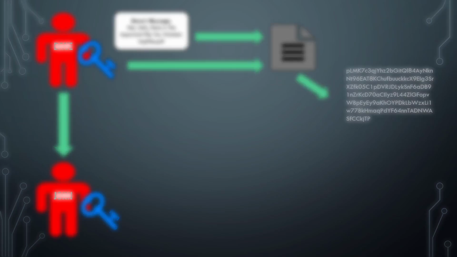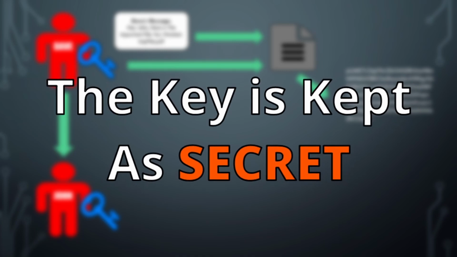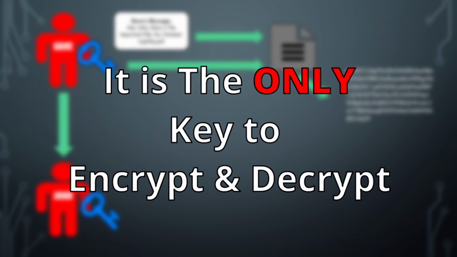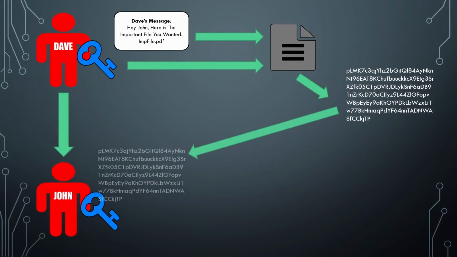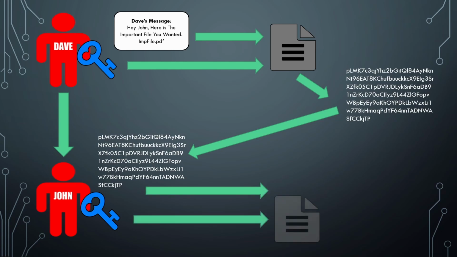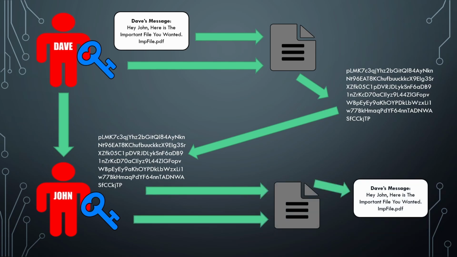Now remember, the secret key is only known between Dave and John, and should be kept secret because it is the key that encrypts and decrypts the message. So Dave sends the ciphertext to John, who will use a decryption algorithm with the ciphertext and the secret key as input. After decrypting the ciphertext, John will have Dave's message.